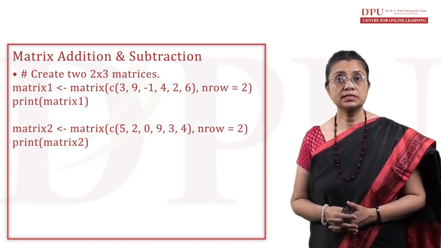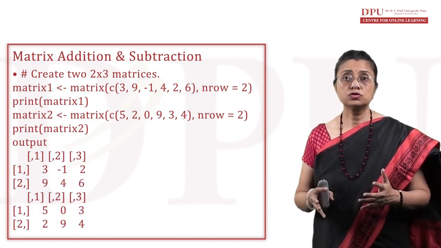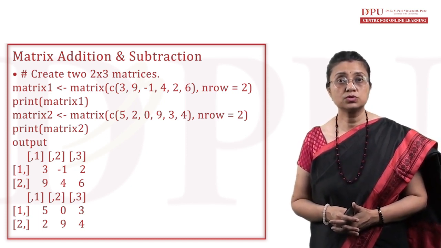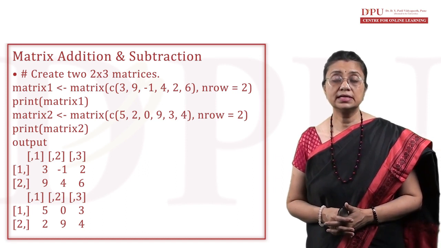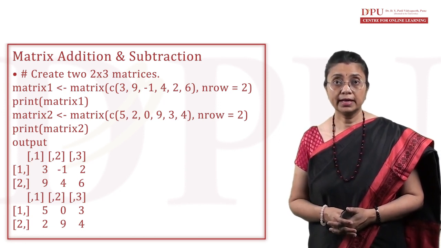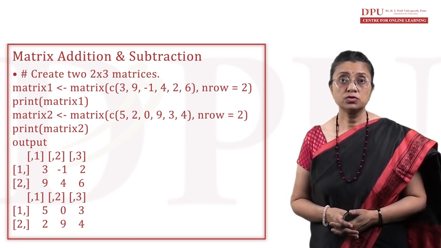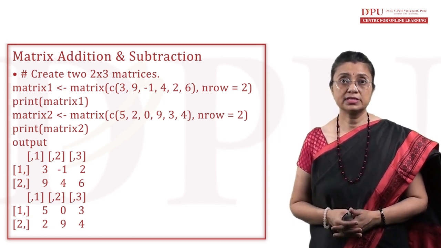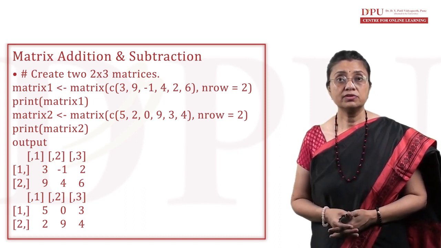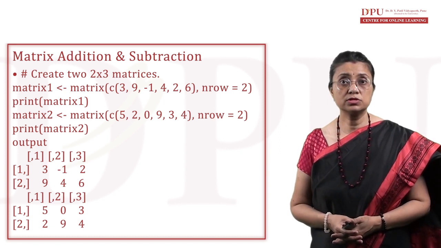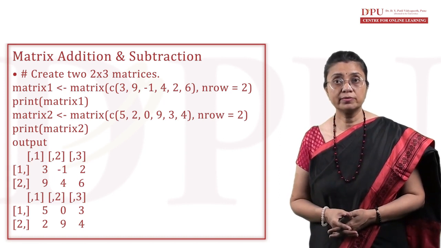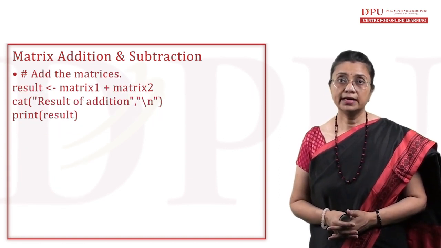Next, we see what happens in adding the matrices. Students, in parallel you can see the output also, that the two matrices which we have passed as values are printed on the screen. You can see that the data is stored row by row, where we can see 5, 2, 0, 9, 3, 4, with 2 rows. So the matrix has been printed. For the first matrix also, the values are 3, 9, -1, -4, -1, 4, and 2, 6. So that is how the matrices are printed. Now we are adding the matrices.